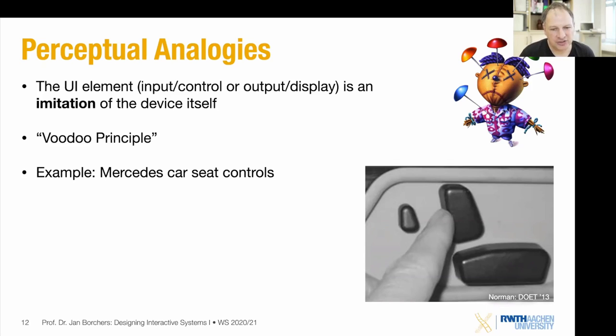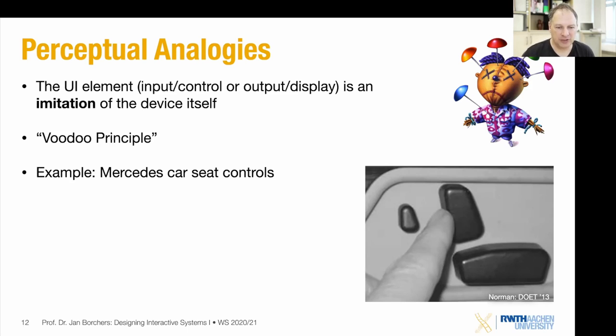Perceptual analogies, as the second kind of natural mapping, actually take this natural mapping even further. In this case, the UI element, for example the control or input device, is actually an imitation of the real-world thing you are controlling itself.